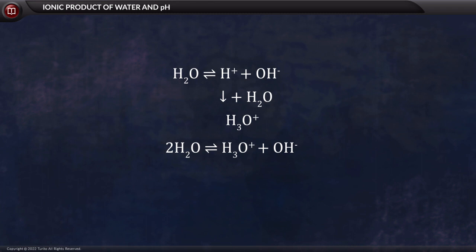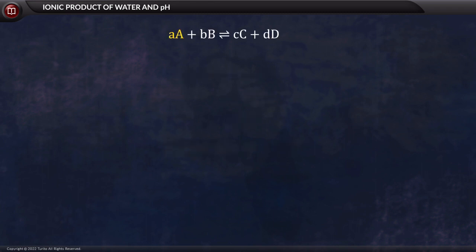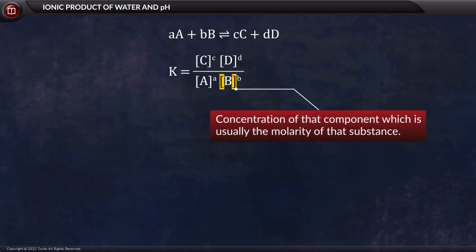Before going any further, let us see the general way of representation of an equilibrium constant. For a general equation, aA plus bB reversibly gives cC plus dD. The equilibrium constant K will be written as square bracket C raised to the power c into square bracket D raised to the power d divided by square bracket A raised to the power a into square bracket B raised to the power b. Here the square bracket represents the concentration of that component, which is usually the molarity of that substance.